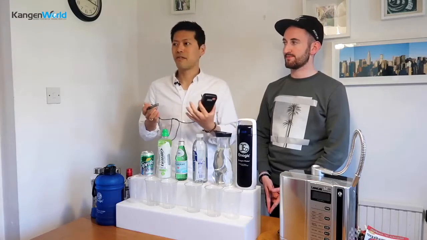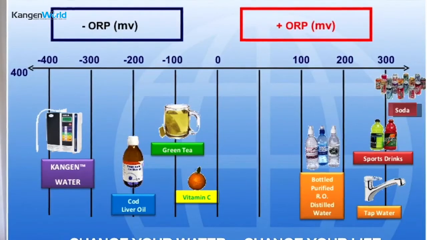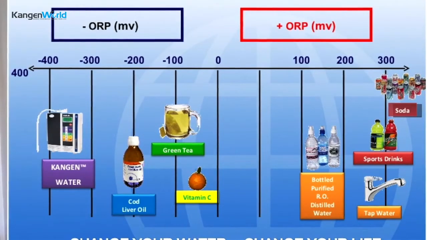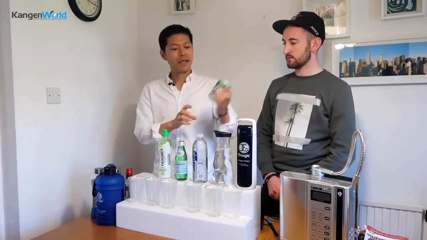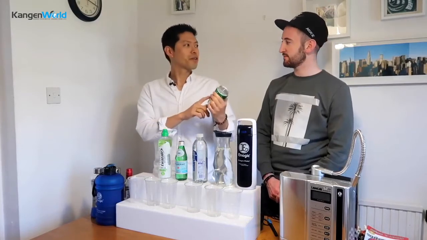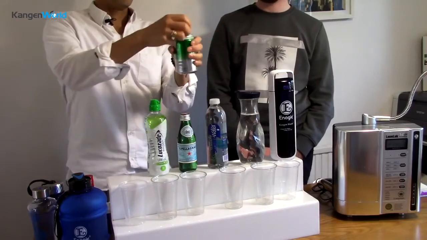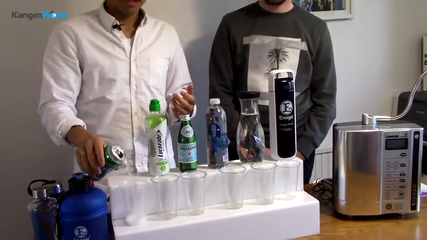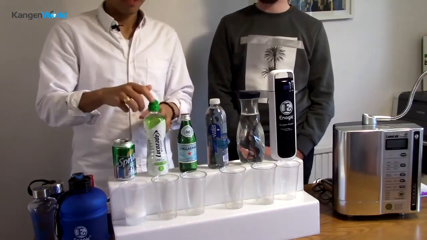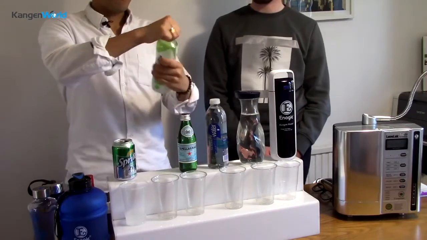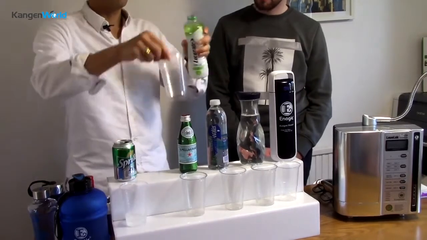Things in nature that have a lot of antioxidants are things like green tea, blueberry, cod liver oil. Those are very, very good for us. As you can see up here, we've brought along a range of liquids. The first one we have is a Sprite. Do you recognize this or know anybody who drinks this? This will represent the majority of soft drinks on the marketplace, be it Coca-Cola, Pepsi, Diet Coke, Fanta, etc. Next we have a very common sports drink, Lucozade. You see a lot of athletes drink this.